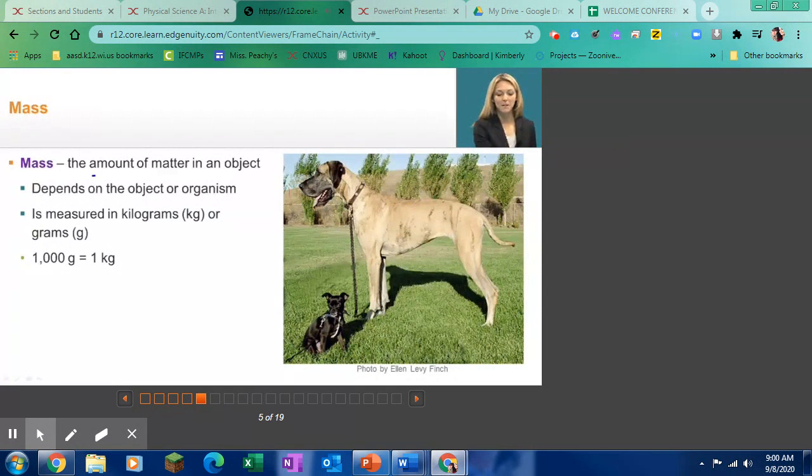Mass is the amount of matter in an object. Now, different objects and organisms have different amounts of matter, so they therefore have different amounts of mass. In fact, if you take a look at this image, you'll see two dogs. They're both dogs, but they obviously have different amounts of mass or matter. The Great Dane has much more mass than this little tiny Chihuahua.